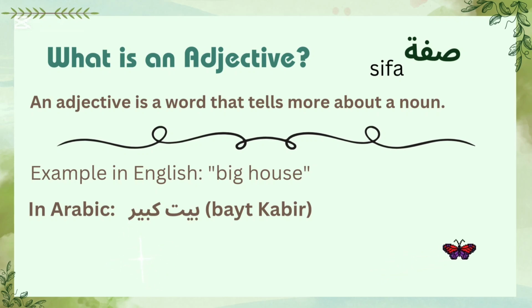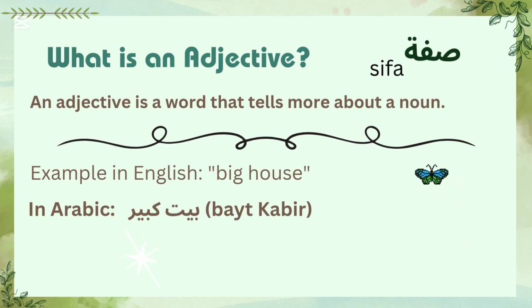First, what is an adjective? An adjective is simply a describing word. In English, we say big house, beautiful pen. An adjective is a word which describes a noun or a thing. It can be a living thing or a non-living thing. In English, usually we say big house, so the adjective comes before the noun.